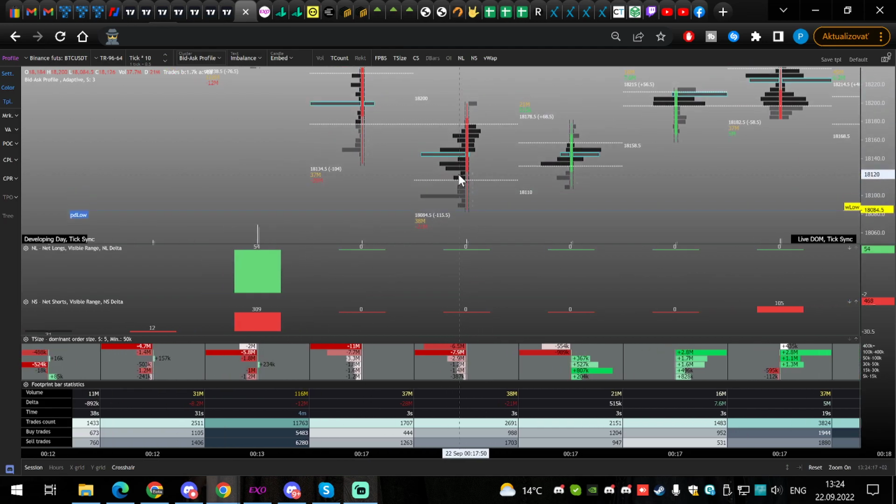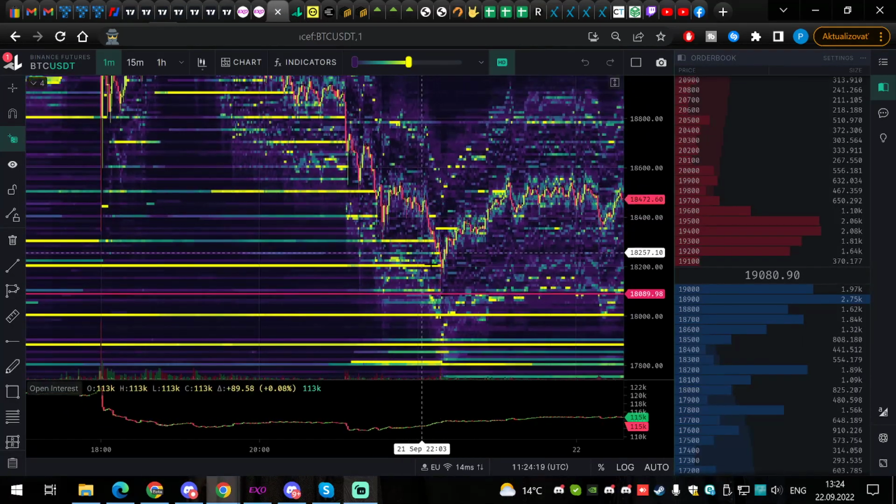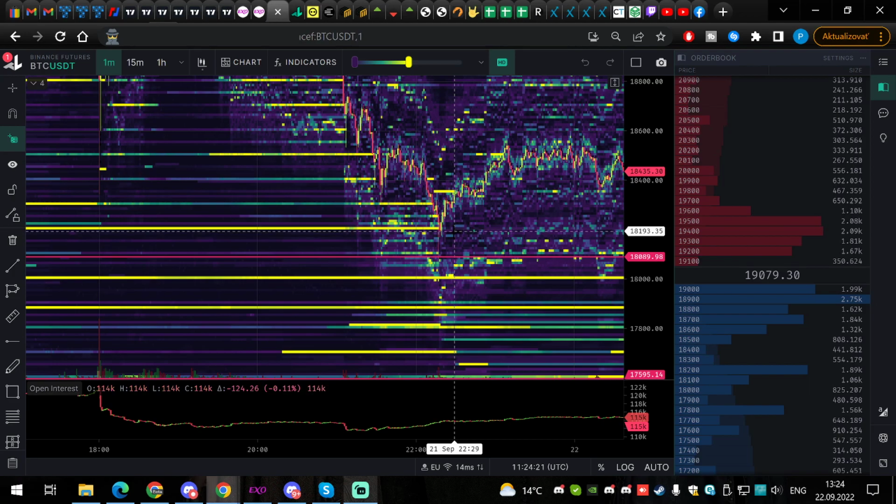Why do you see those absorptions? Of course, you combine it with Tradinglite, and you see there were some really nice walls filled in on the way to the downside.